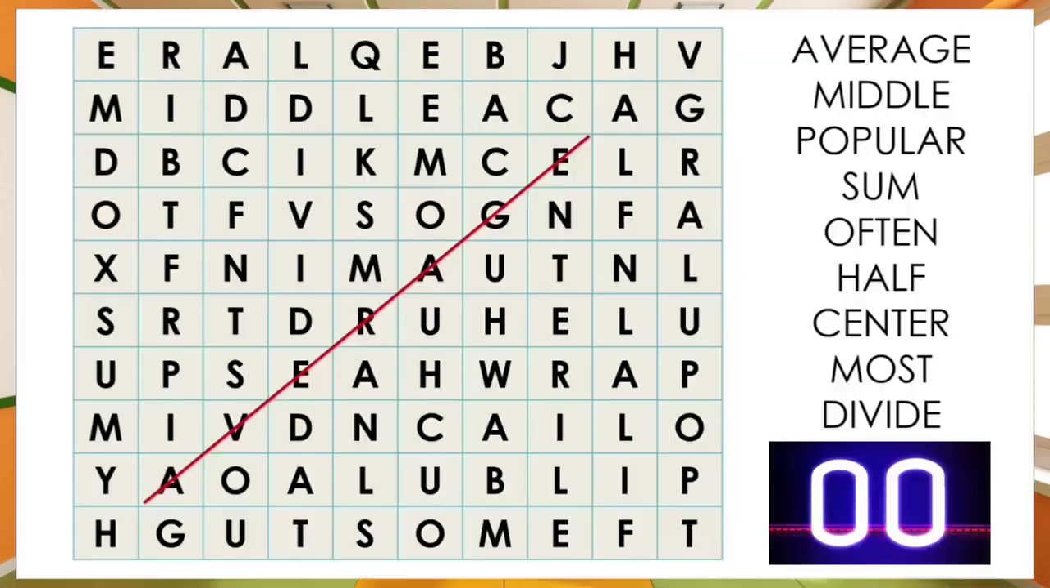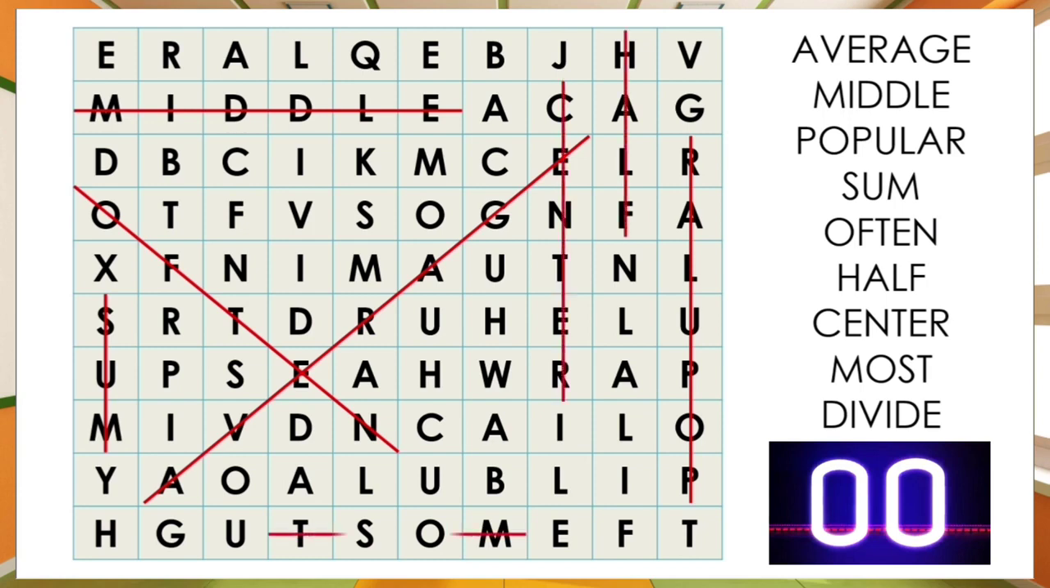Your time is up, class. Did you find all the terms? Let us see if you do. Here are the location of the terms within the puzzle. We have average, middle, popular, sum, often, half, center, most, and divide.